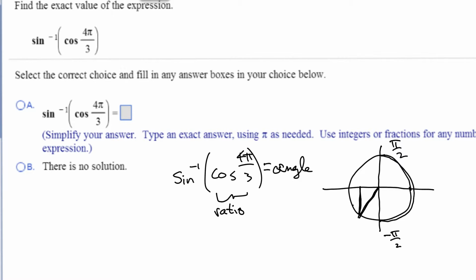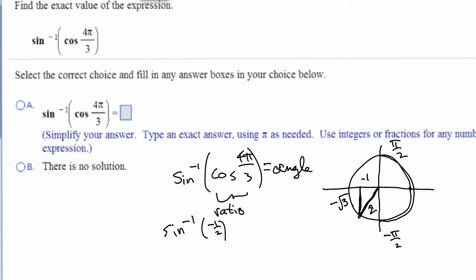Now, let's see. If we were to find the cosine of 4 pi over 3, we know that would be a negative value. And we know about this triangle, this side here would be minus 1. The radius, or the hypotenuse, would be 2. And we would have minus square root of 3 for y in this particular location. So the cosine of 4 pi over 3 is going to be minus a half. So really what we're looking for here is the inverse sine of minus 1/2.